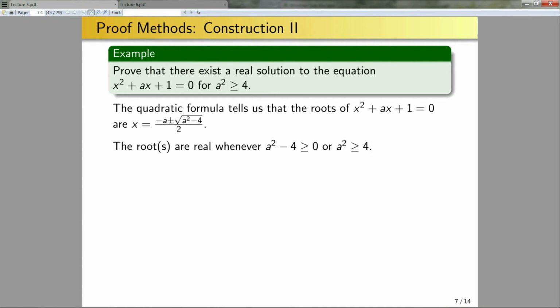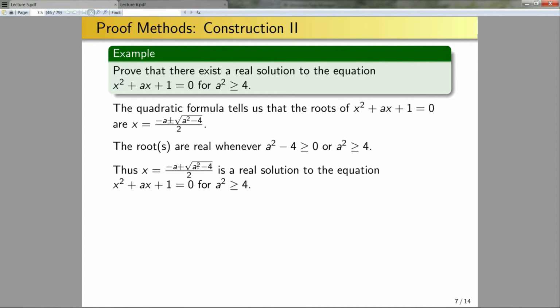So I can rearrange this to simply be a squared is greater than or equal to 4, which is exactly what I wanted to prove. Thus, x equal to this is one particular real solution to this equation for a squared is greater than or equal to 4, and that was by construction.